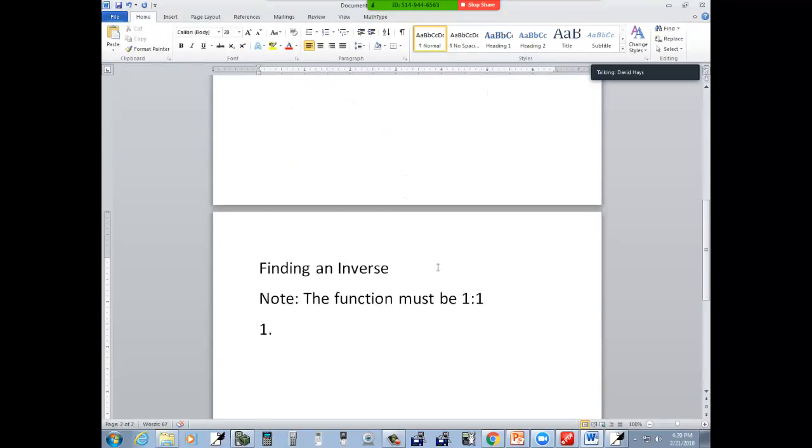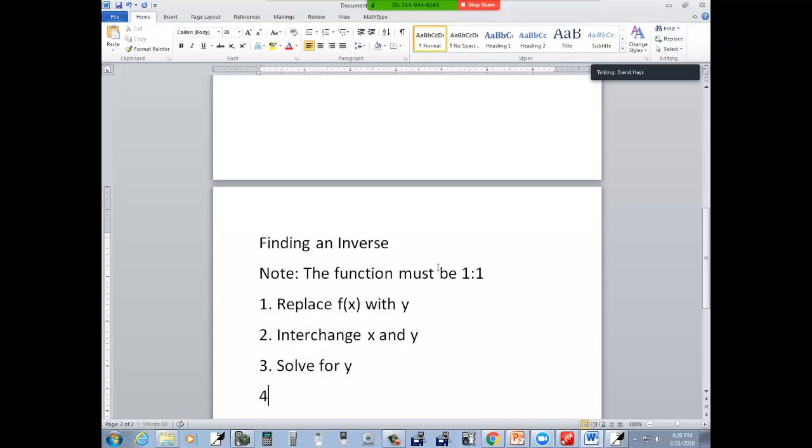Now, step one is replace f of x with y. Step two, interchange x and y, swap them. So where the x is, you put a y. Where the y is, you put an x. Step three, solve for y. Step four, replace y with your inverse notation.